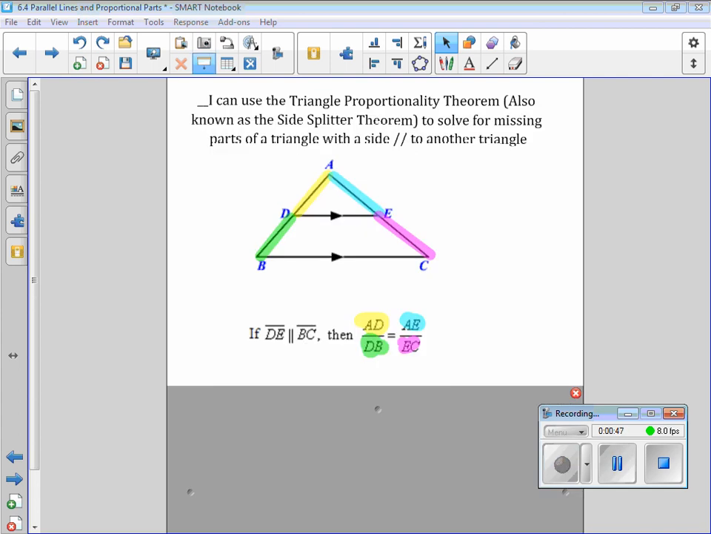If you look at our I-can statement, it says I can use the triangle proportionality theorem. This is also known as the side splitter theorem, like a lot of the jokes that Simon tells in class, to solve for missing parts of triangles with a side parallel to another triangle.